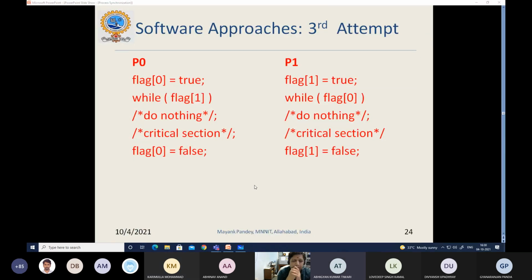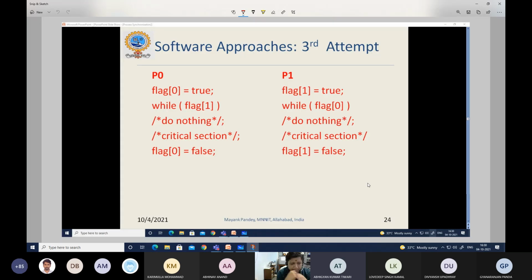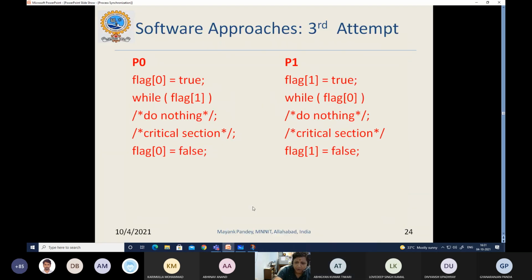Sir, when we enter P0 and flag zero's value is set to true, and then after that process one is executed and flag one value is set to true, then both processes will not be able to. Yes, so there is a problem here. If P0 executes this instruction, then P1 executes this instruction, then if P0 executes this, it will be blocked. And if P1 executes this, it will be blocked. Both are blocked, so both will not be able to enter. That's what you are trying to say? Yes, sir. Okay, so let's see what is the problem here.